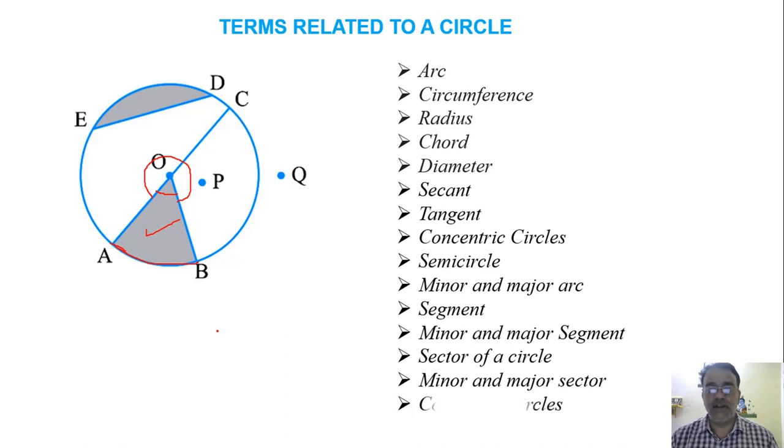No, sir. Okay. Now congruent circles. Two circles are said to be congruent if their radii are equal. Congruent circles imply the radii of those circles are equal. Conversely, if the radii of two circles are equal, they are congruent.